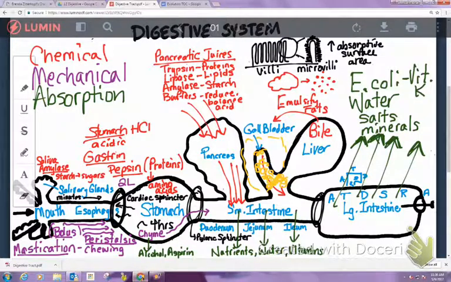Vitamin K is important for blood clotting. So, E. coli, this is a symbiotic relationship with us. It's a mutualistic symbiotic relationship. We get the vitamin K. The E. coli gets a free meal and a place to live.